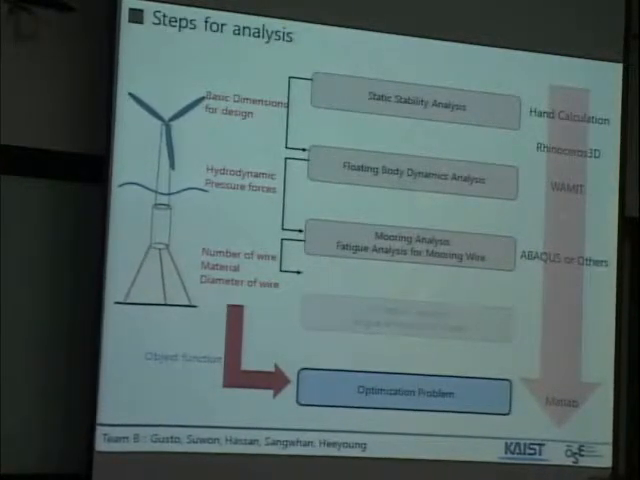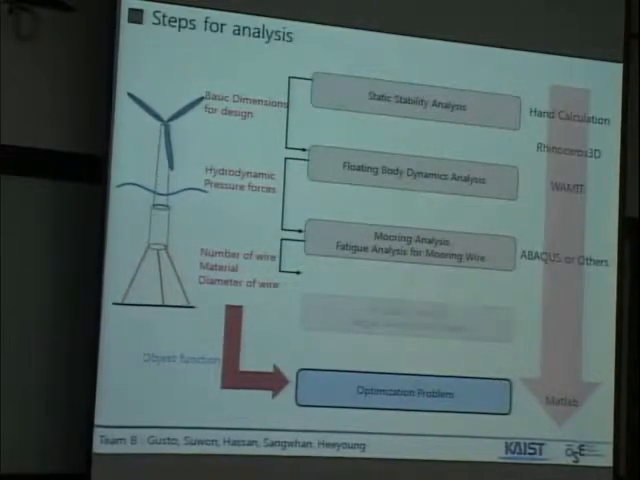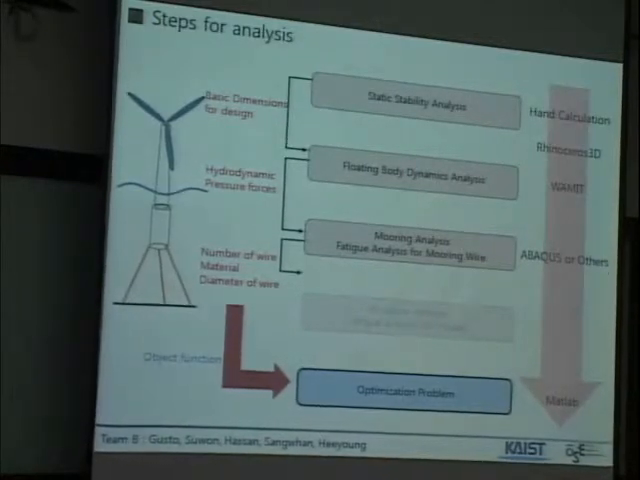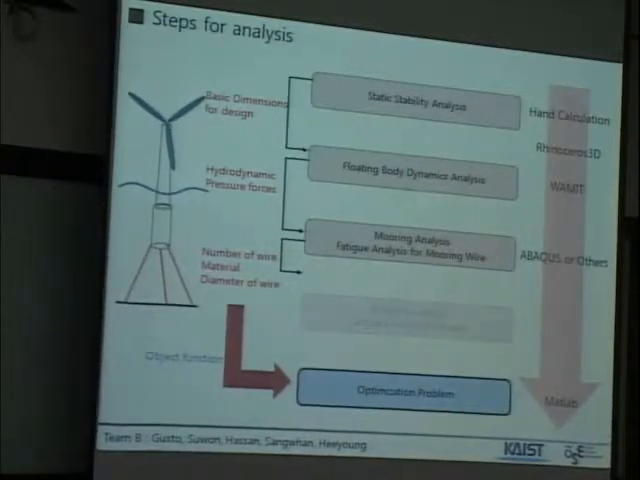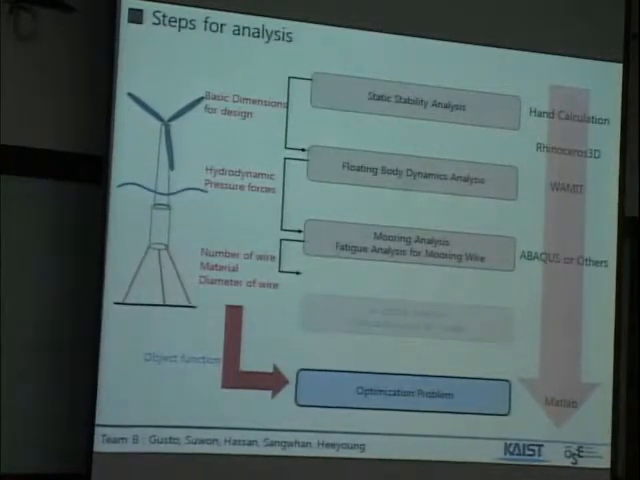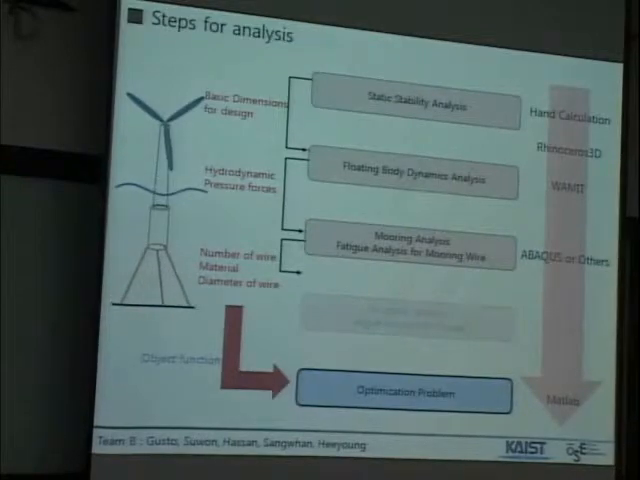To do the WAMIT process, we need a geometry input file. It's called a GDF file. So we have to get the GDF file from the Rhino software. Rhino can export our modeling file into the GDF file.